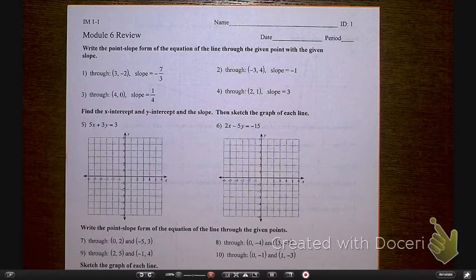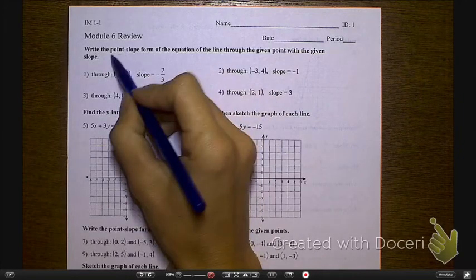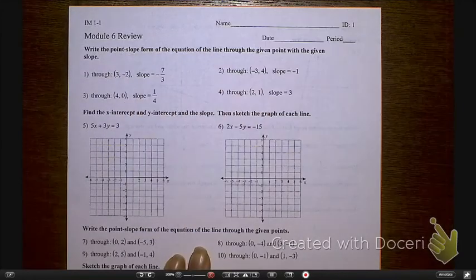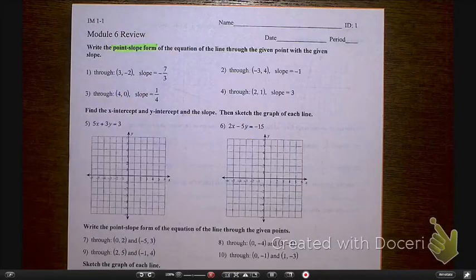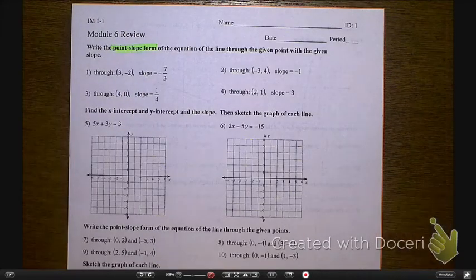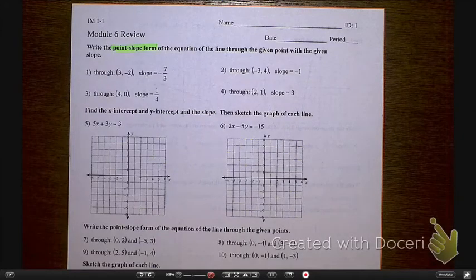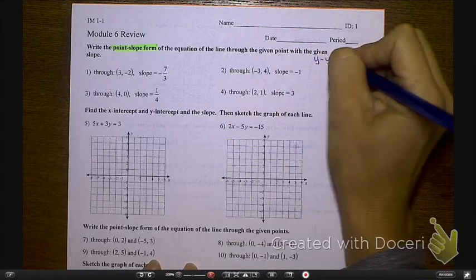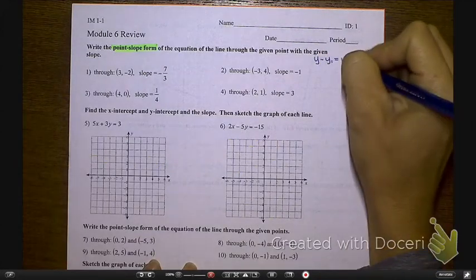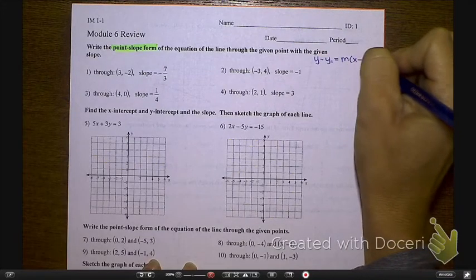All right, so for number 2, we want to write this in point-slope form, okay? So what do you guys recall about point-slope form? What is point-slope form? What's the equation for point-slope form? Y minus what? Y minus y1 equals what? M times x minus x1, right?